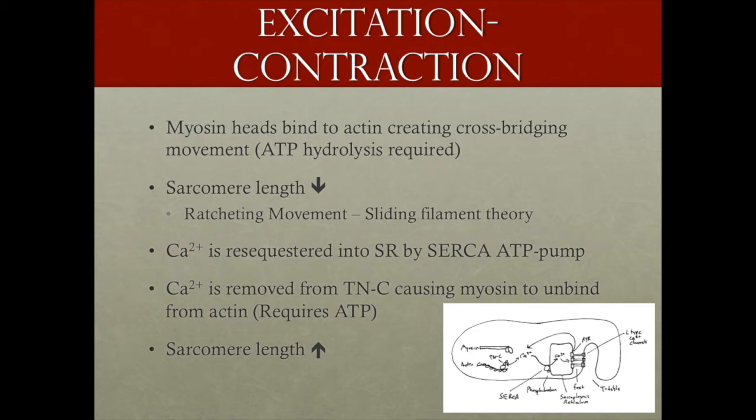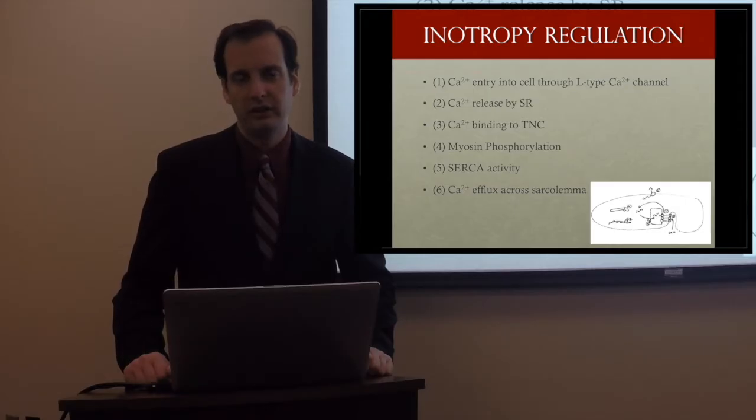Calcium is removed from troponin C as intracellular calcium levels decrease, causing myosin to unbind from actin, a process which also requires ATP, and sarcomere length then increases. Now that we've completed examining the cellular machinery and its function, we can build towards larger concepts.